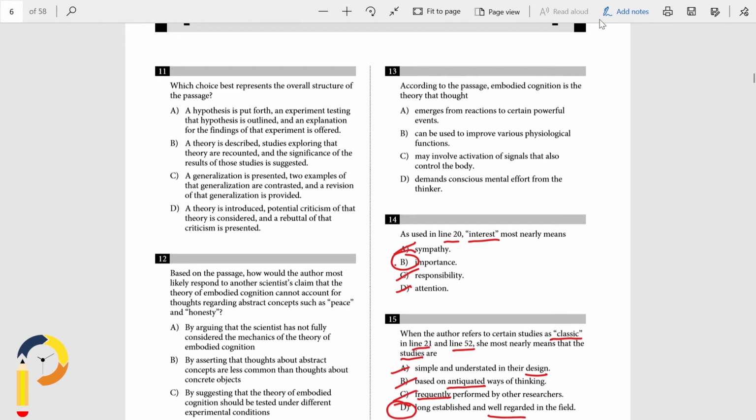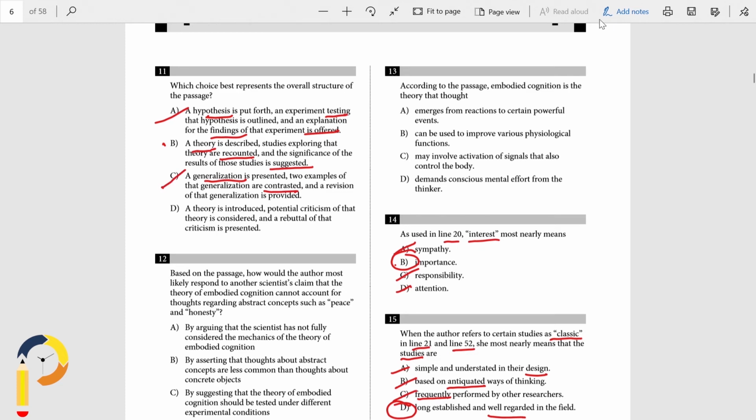Hypothesis is put forth. Not sure we saw a hypothesis. Experiment testing that hypothesis is outlined. We haven't really tested that hypothesis, we've simply outlined it. Findings of that experiment is offered. Does not look like a viable answer. Theory is described. Studies exploring the theory are recounted. Theories have been recounted, that means they've simply been recalled. Significance of those studies suggested is a good enough SAT word, not strong at all, not extreme. That means generalization, not really. Examples contrasted. Examples have not been contrasted.